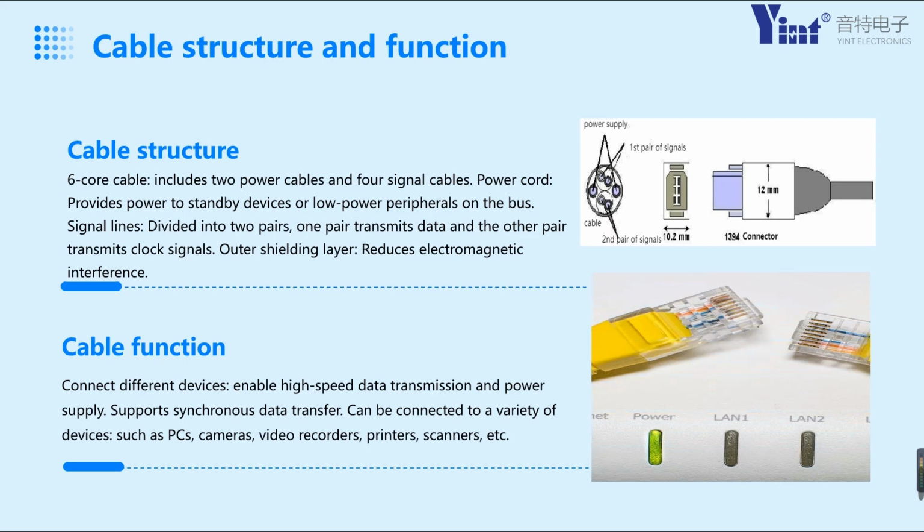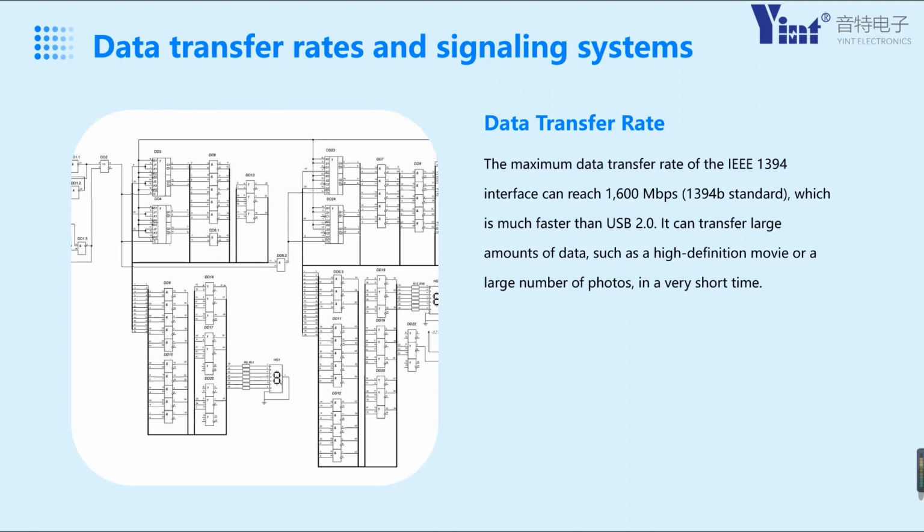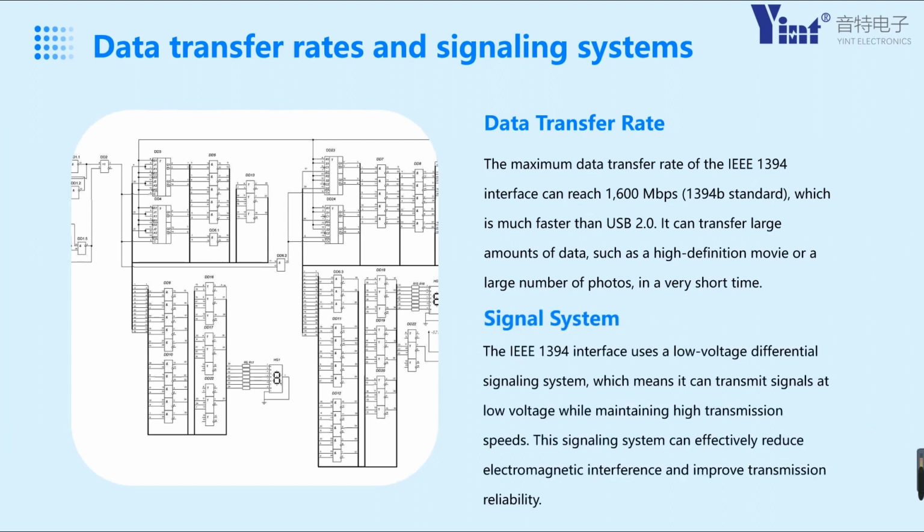Data transfer rate. The maximum data transfer rate of the IEEE 1394 interface can reach 1,600 megabits per second, 1394B standard, which is much faster than USB 2.0. It can transfer large amounts of data, such as a high-definition movie or a large number of photos, in a very short time.